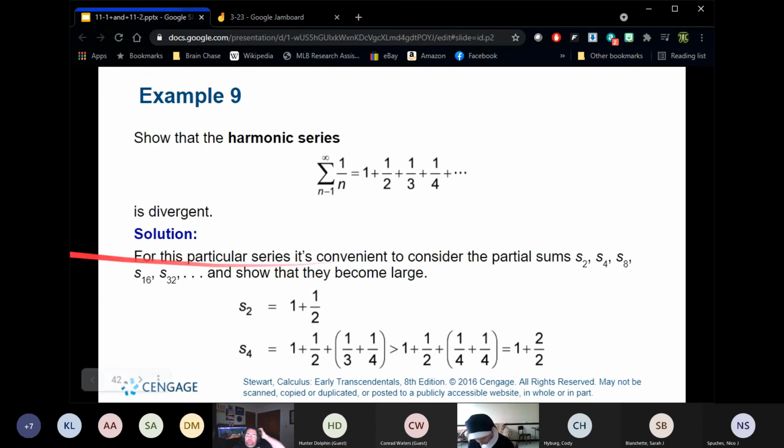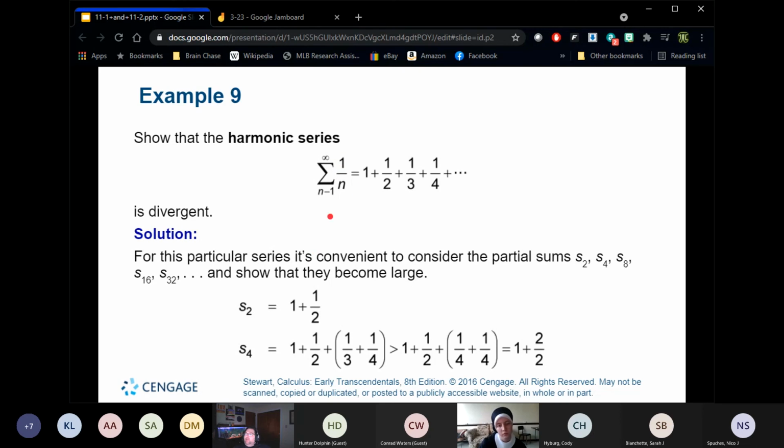All right. Let's look at one series that's actually used quite a bit. It's known as the harmonic series. The harmonic series is 1 over n, so this is a summation of 1 over n. We want to prove that this is divergent.